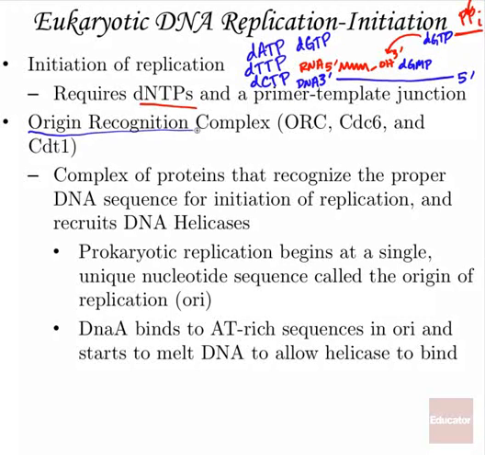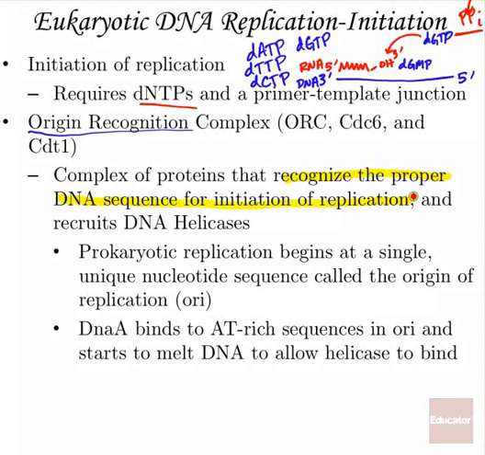And that's done via the origin recognition complex, which you can just call ORC. And that's composed of many different proteins. So the ORC protein, CDC6 and CDT1, amongst others, but these are the main ones. And this is a complex of proteins that recognize the proper DNA sequence for initiation of replication. And it will also recruit DNA helicases to open up the DNA. Now, this is a little separate from prokaryotic replication. So what I've told you right now is eukaryotic.